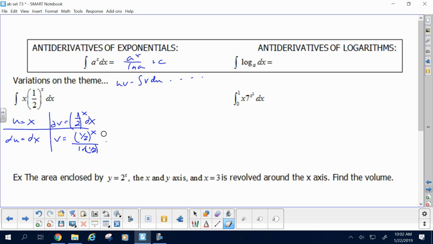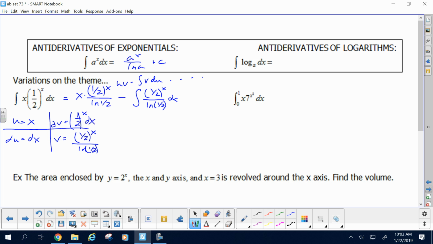No, I don't make a plus. Okay, so uv is x times (1/2) to the x over log of 1/2. Cool? Minus the integral of v du, which is (1/2) to the x over log of 1/2 times dx. The key then is that new integral doable. Is it doable? It's better than, at least it's better than the other one. At least it doesn't have an x. It's got that log of 1/2. That's constant. And so at least we're making progress.